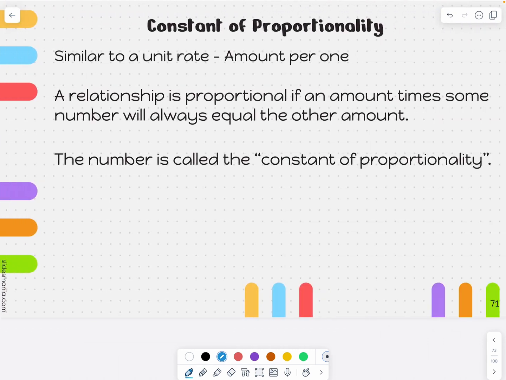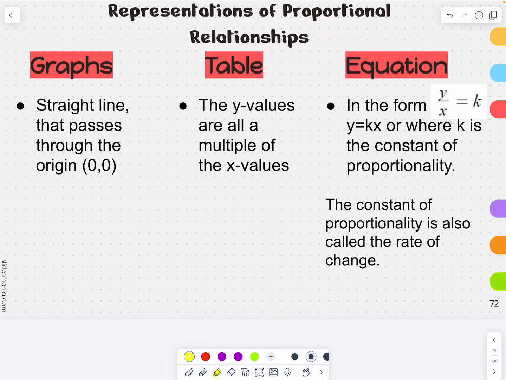Now that we've reviewed that, I'm just going to introduce a term. It's constant of proportionality. It's very similar to a unit rate. It's how much for one. A relationship is proportional if an amount times some number will always equal the other amount. I'm going to talk about that more on the next slide. That number, if an amount times some number, that number is called the constant of proportionality. It might be a little confusing now, but as we go through the next few slides, hopefully it becomes a lot more clear.